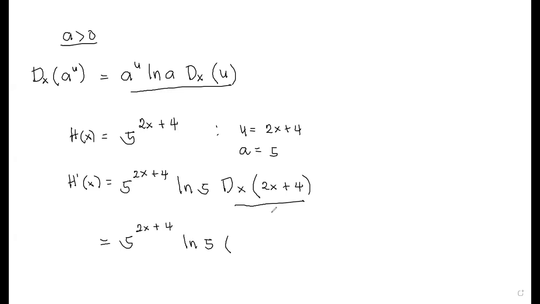ln 5 times, what is the derivative of 2x? It's 2, right? And then, guys, you cannot multiply, you cannot do this. If you have it like that, and then you do this, and you are going to do ln 10, no, it's a wrong answer, okay?